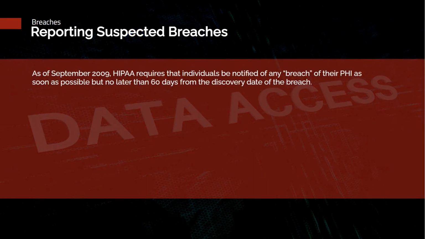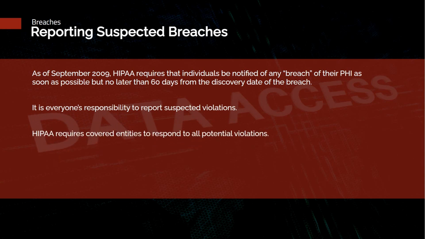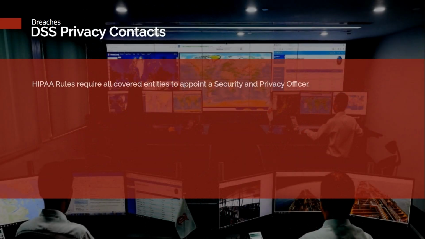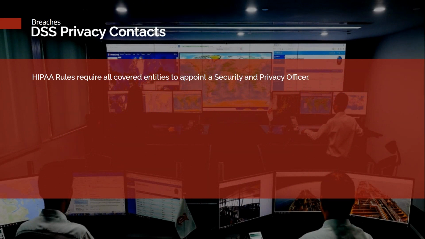Since September 2009, HIPAA requires that individuals be notified of any breach of their PHI as soon as possible, but no later than 60 days from the discovery of the breach. It is everyone's responsibility to report suspected HIPAA violations. HIPAA requires covered entities to respond to all potential violations. HIPAA requires that all covered entities have a security and privacy officer. At DSS, we have a robust team that oversees our security and privacy activities.